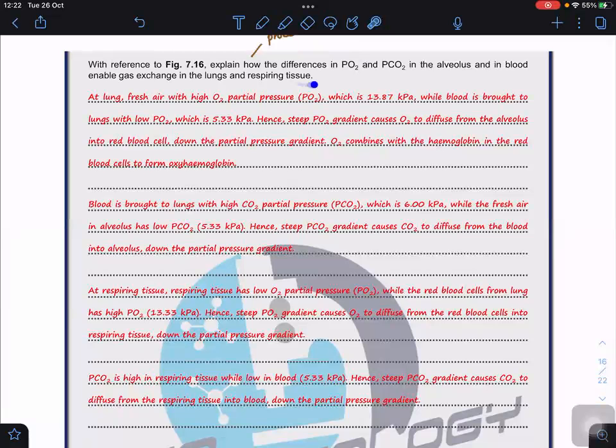So I show the differences in the partial pressure of O2 and partial pressure of CO2. Okay, you can take a photo if you need this answer.